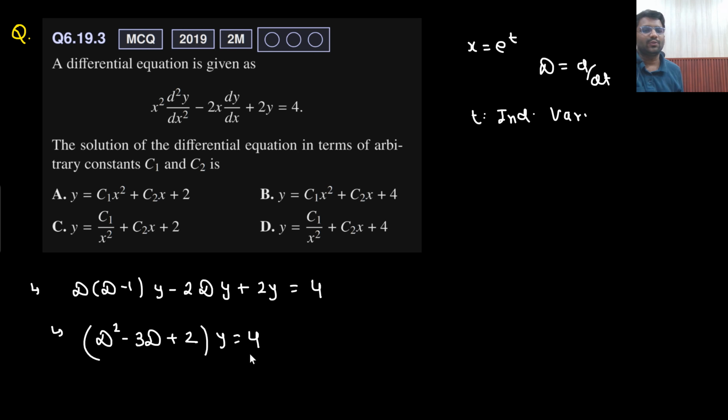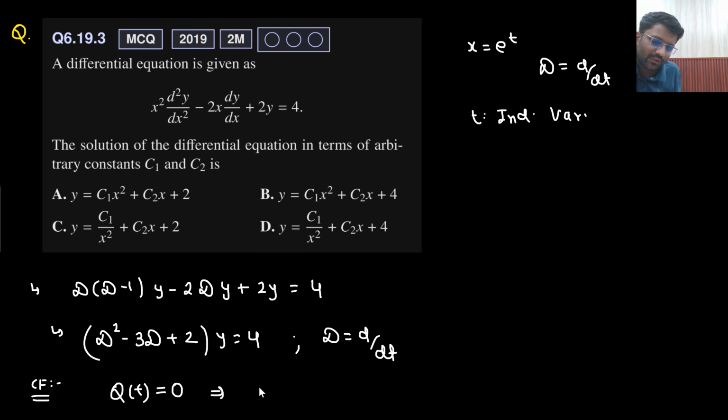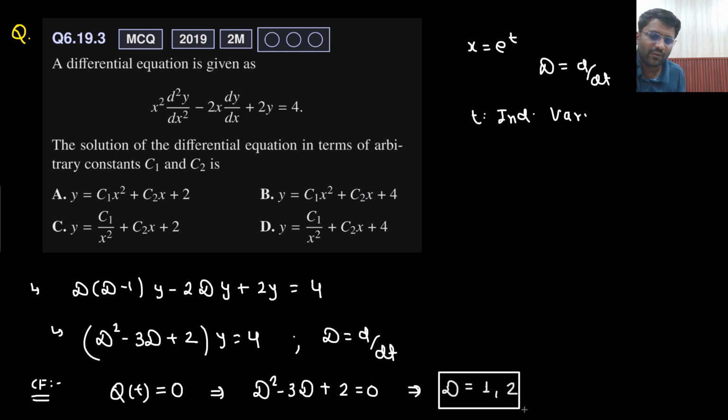Here as well, now you need to solve CF and PI, right? Because Q of t is not becoming 0. What is your d? Sir, this time my d is nothing but d by dt. So first I will find out CF. What do you mean by CF? CF means you put Q of t equals 0. If I put Q of t equals 0, what am I getting? D square minus 3d plus 2 equals 0. This is my characteristic equation. The values of d I will be getting are 1, 2.